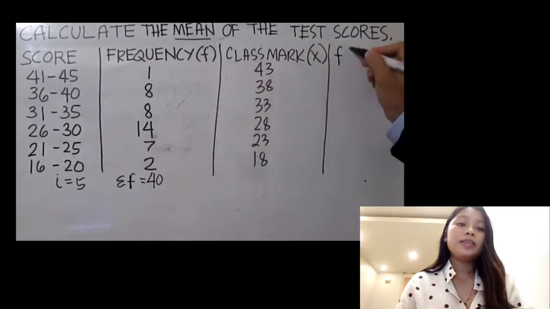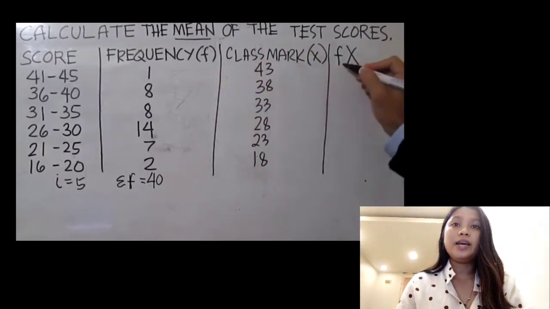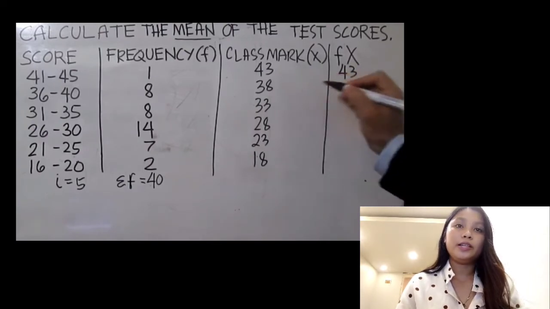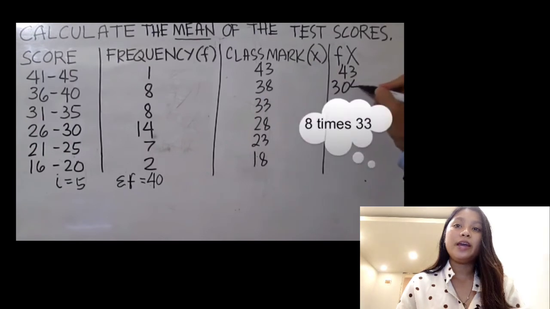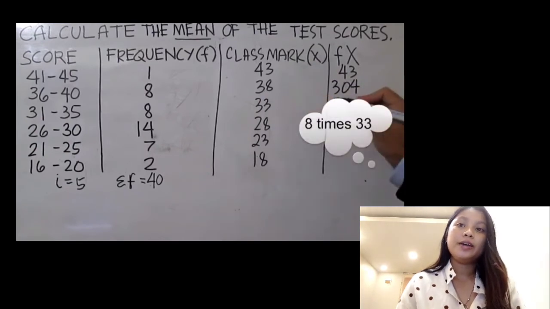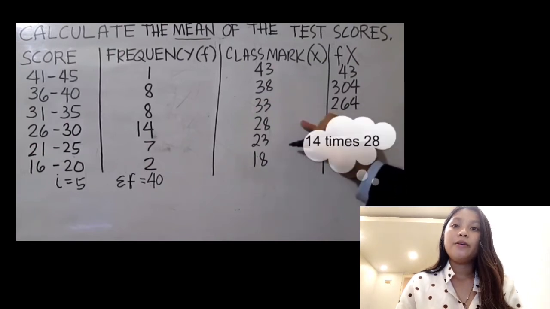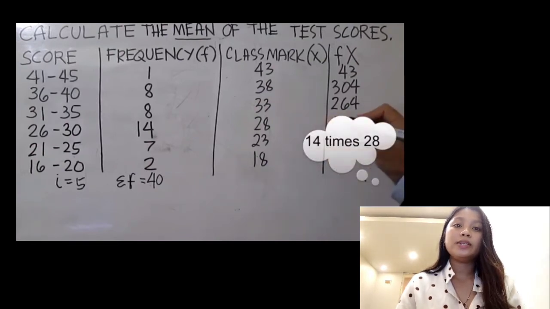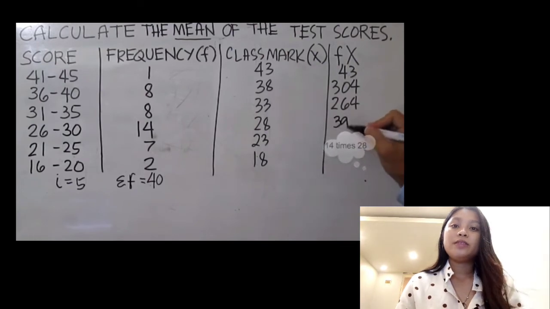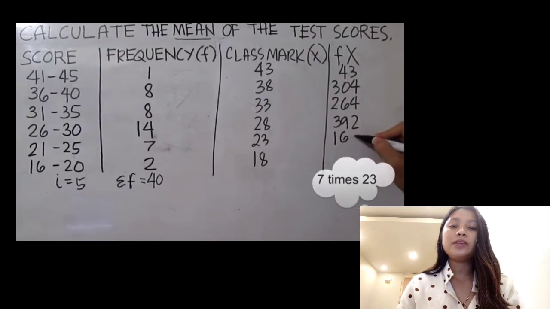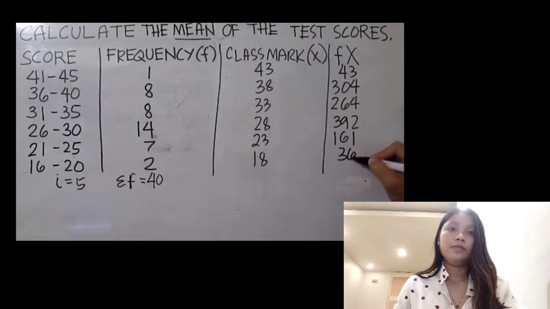Okay, so to get the mean, we need to multiply the frequency and the class mark. So 1 times 43 equals 43. 8 times 38 equals 304. 8 times 33 equals 264. 14 times 28 equals 392. 7 times 23 equals 161. And 2 times 18 equals 36.